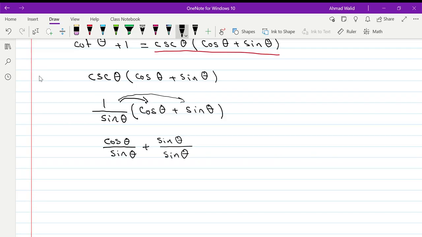Excellent. What is cosine theta over sine theta? Cosine theta over sine theta is cotangent theta. Plus sine theta cancels out with sine theta, it gives you 1. Wow. Do you see the right side becomes cotangent plus 1? What I had on the left side? On the left side, I had also cotangent theta plus 1.